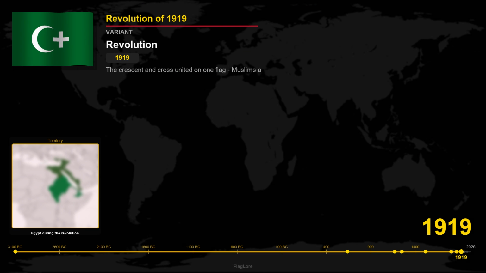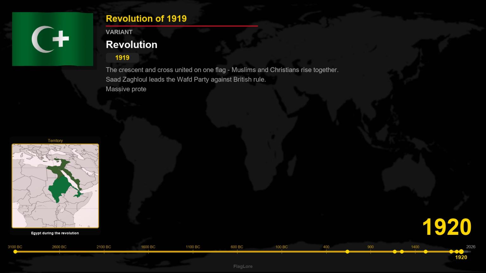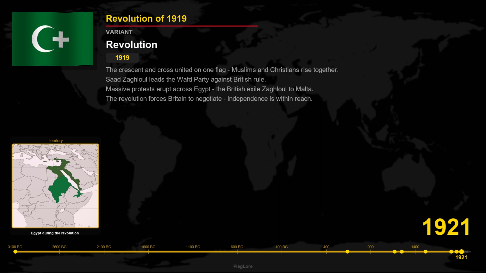During the 1919 revolution, a powerful new banner united the crescent and the cross. Muslims and Christians marched together, eventually forcing Britain to negotiate Egyptian independence.